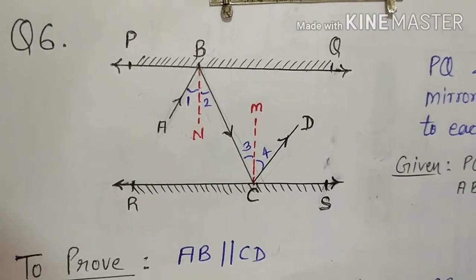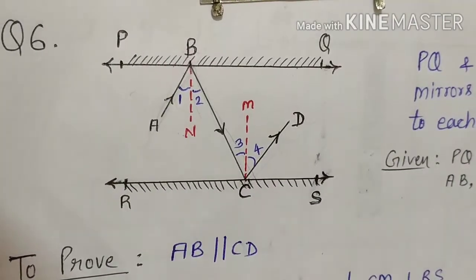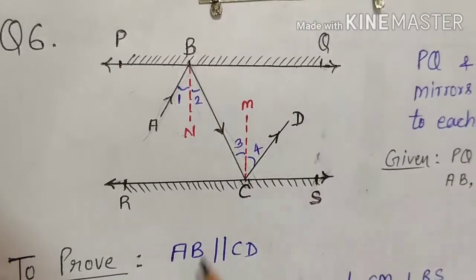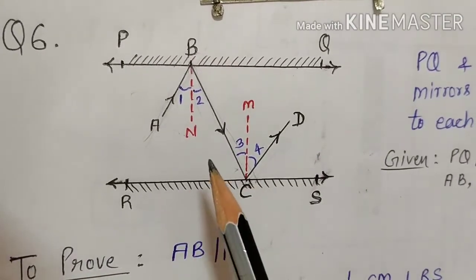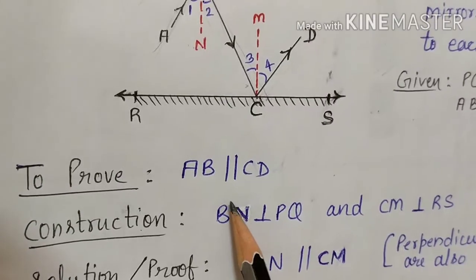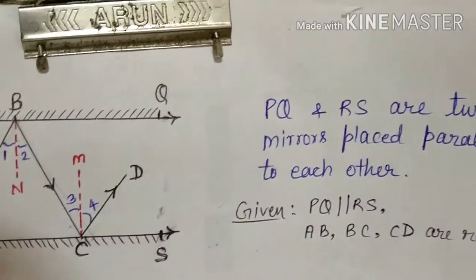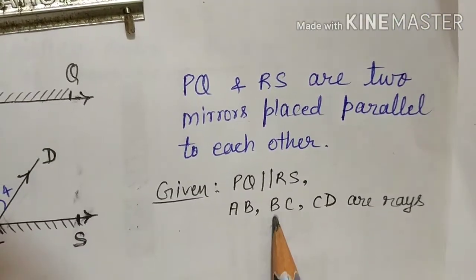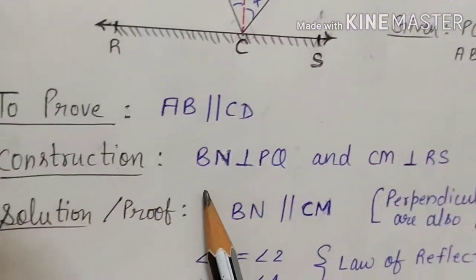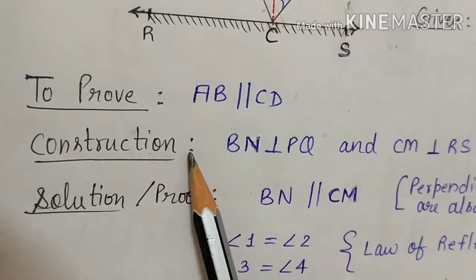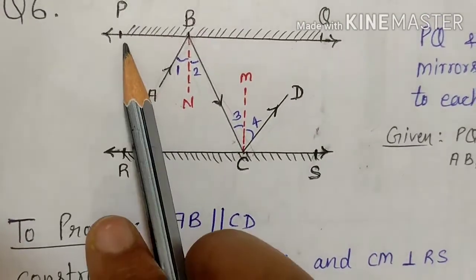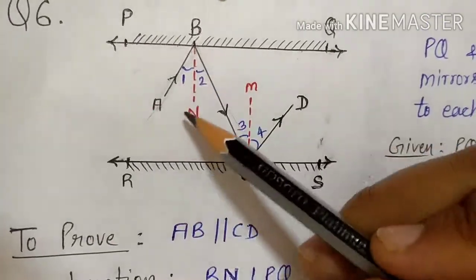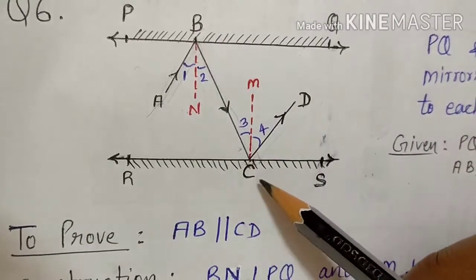Now what we have to find out? They are saying that PQ is parallel to RS. This they have given, and they are saying AB, BC and CD, these three are rays. And what we have to prove is that AB is parallel to CD. What is given to us we have written here, all things we have written here, and what we have to prove we have also written here: that ray AB is parallel to CD.